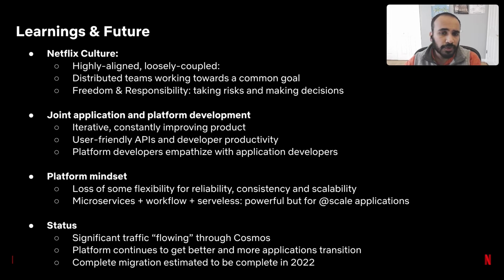In this context, Cosmos emerged in fits and starts from disparate attempts at local optimization. Optimus, Plato, and Stratum were conceived independently and eventually coalesced into a single vision of a single platform. The joint development of the platform, along with the application, while arduous, allowed for iterative improvements and led to user-friendly APIs and improved developer productivity. Platform developers could empathize with application developers, and application developers began to build a platform mentality so that they gave up a bit of flexibility in exchange for reliability, consistency, and scalability.